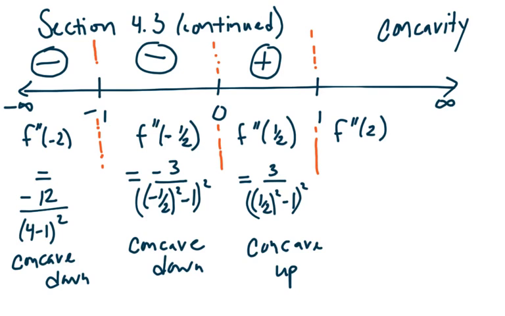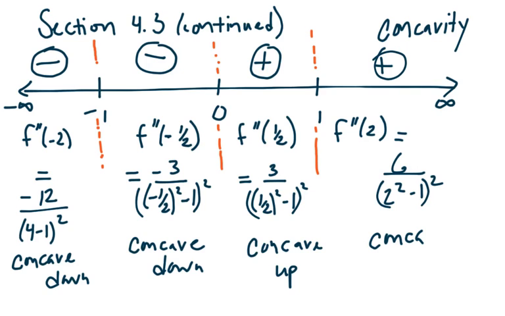And then lastly, we look at the interval 1 to infinity. We've got f double prime of 2 as our test. F double prime of 2 gives us 6 over 2 squared minus 1, the quantity squared. That's positive. And so we have our function as concave up, again, from 1 to infinity.